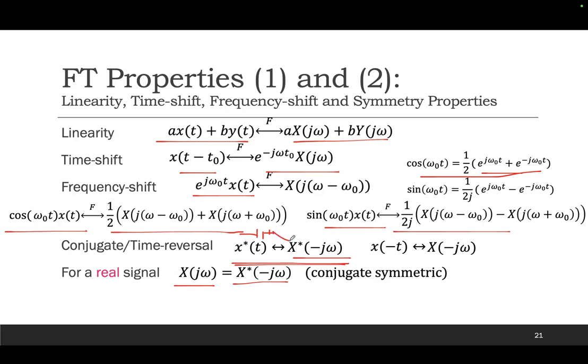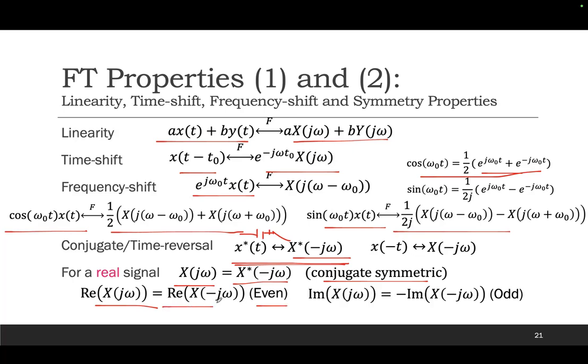Yeah, and we also call it conjugate symmetric. Also, for the even part, because it is a real signal, the even part should equal the real part, and the odd part should equal the imaginary part. For the odd part, the imaginary will equal negative imaginary, because it is odd. That makes sense to you.